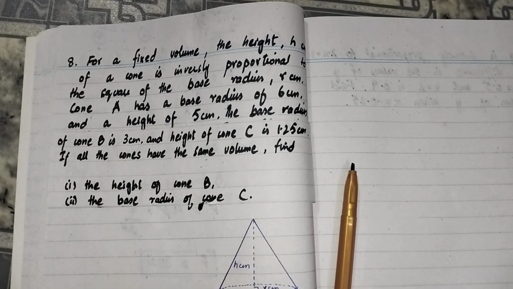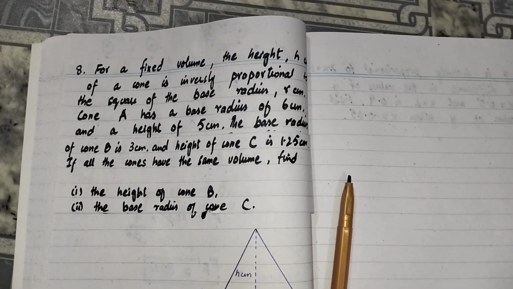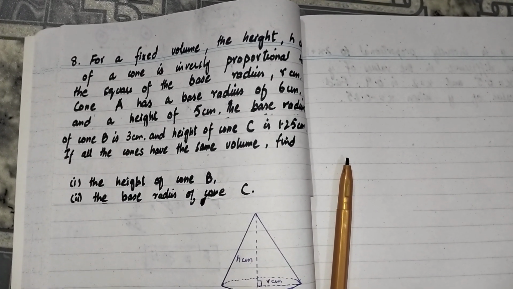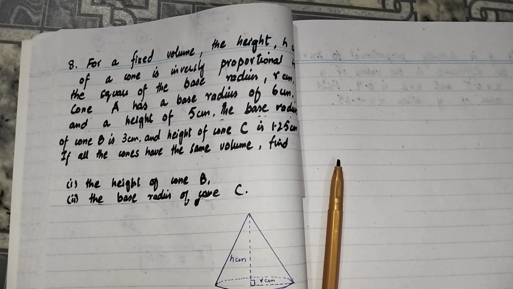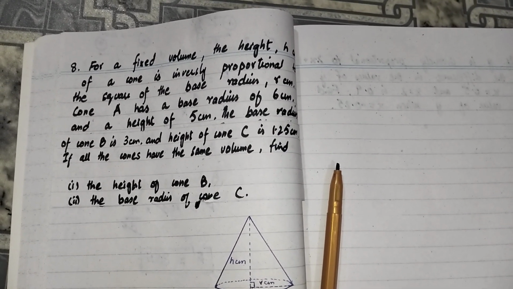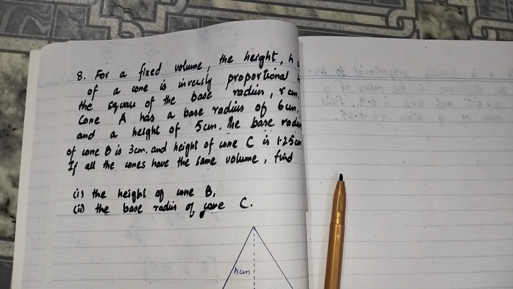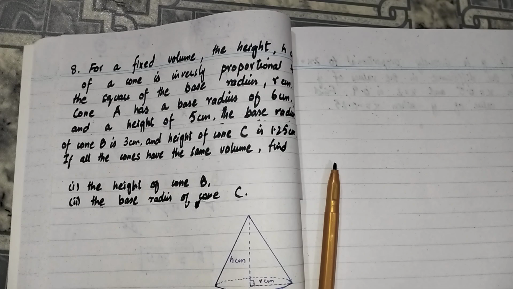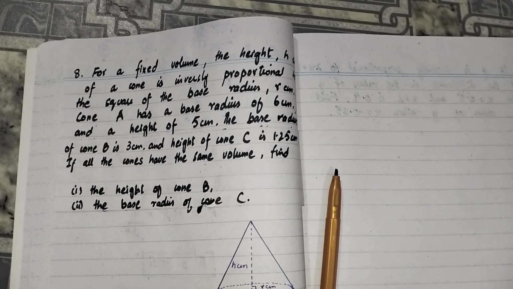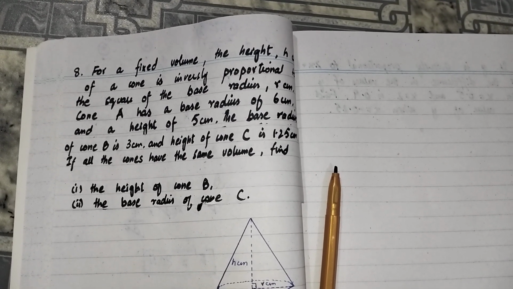Question number 8. For a fixed volume, the height h in centimeters of a cone is inversely proportional to the square of the base radius. In this, they are saying that the height of a cone is inversely proportional to the square of the base radius. Means that as the height increases, the square of the base radius will decrease, or as the square of the base radius increases, the height of the cone decreases.